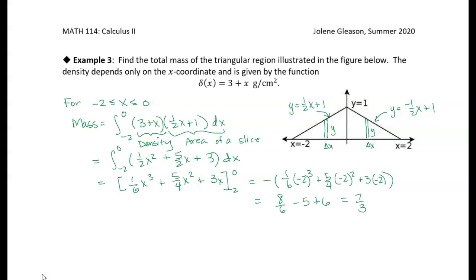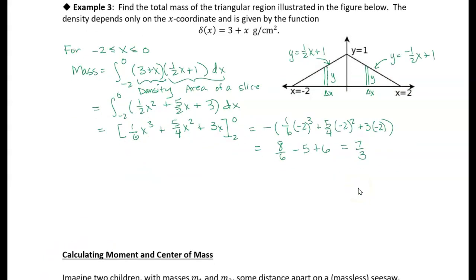So we just need to do the same thing on the other side. Let me scroll down a little bit. Now I'm going to look at the triangle on the other half. I want to evaluate from 0 to 2 and find the mass of that. It's basically going to be similar, except that I'm integrating from 0 to 2. The density function is still 3 plus x, but now I have the boundary defined by -1/2 x plus 1, and then dx.